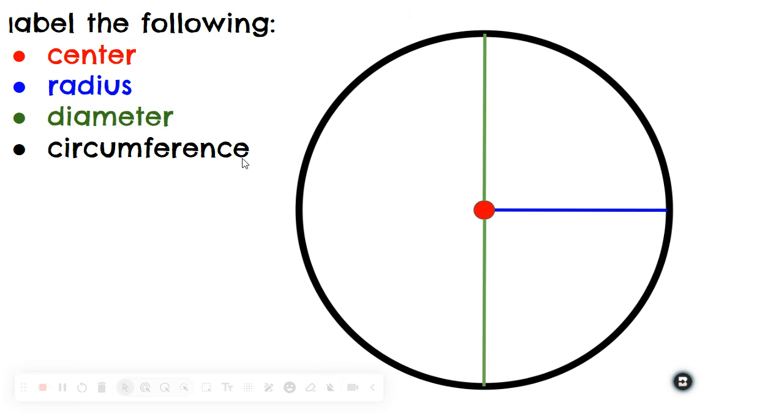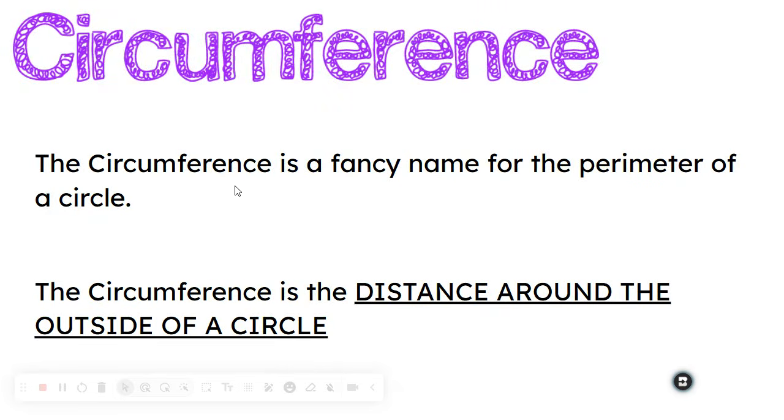Talking about circumference, before we identify where it's at on our big circle, let's define it. So right underneath your big circle, you see where it says the definition of circumference. The circumference is a fancy name for the perimeter of a circle. It is the perimeter. It's the outer edge of the circle. But how we would define it is the distance around the outside of a circle.